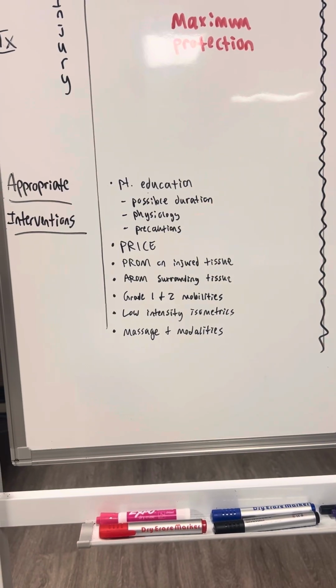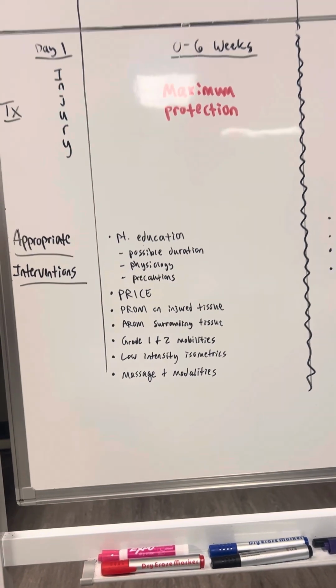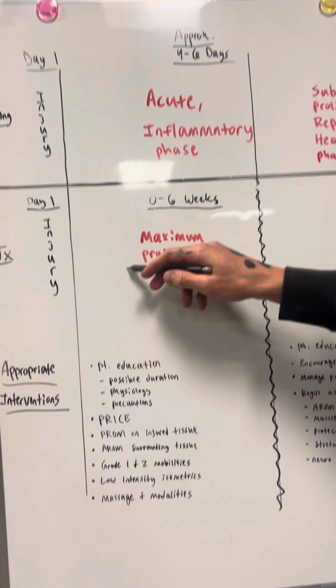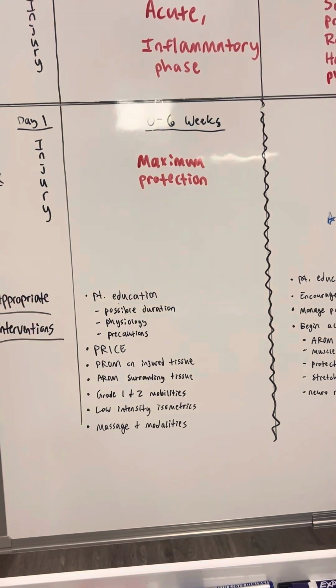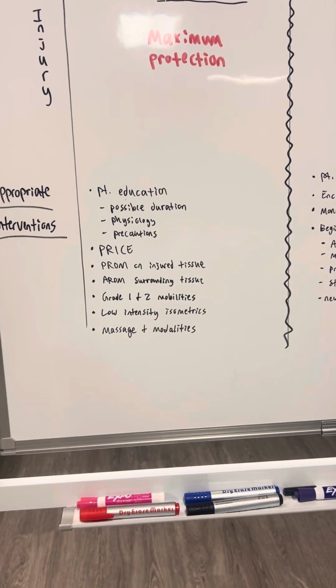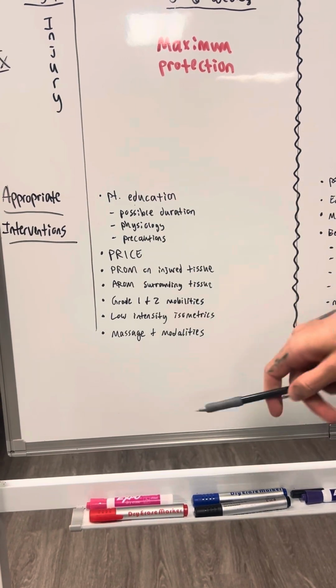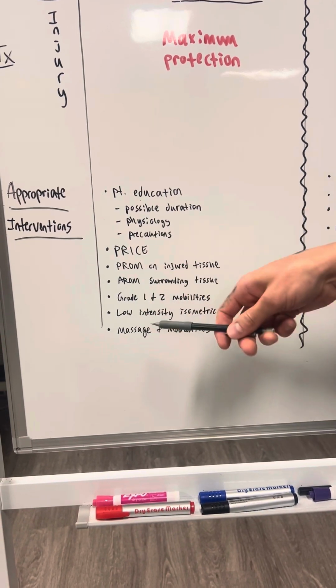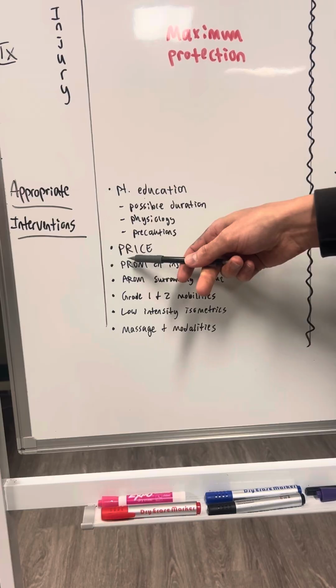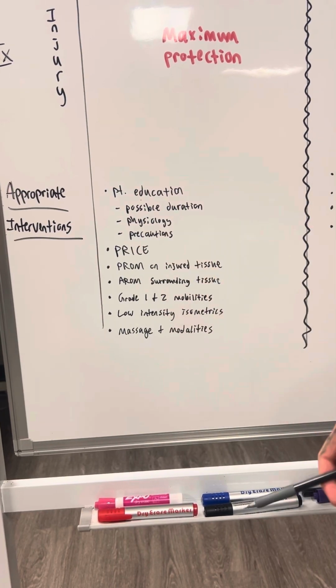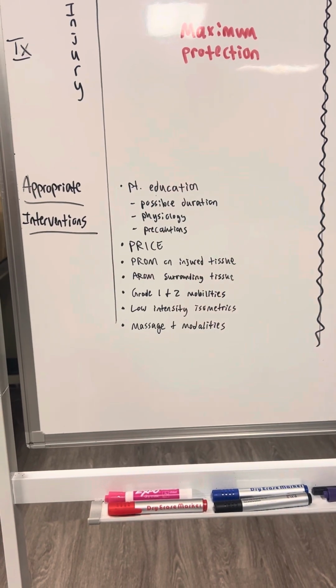And precautions, of course, things you do not want to do in this acute inflammatory phase while we're under maximum protection. And one of those interventions is the classic, it used to be RICE, now it's PRICE. So the RICE obviously stands for rest, ice, compression, and elevation. The P there is for protection.